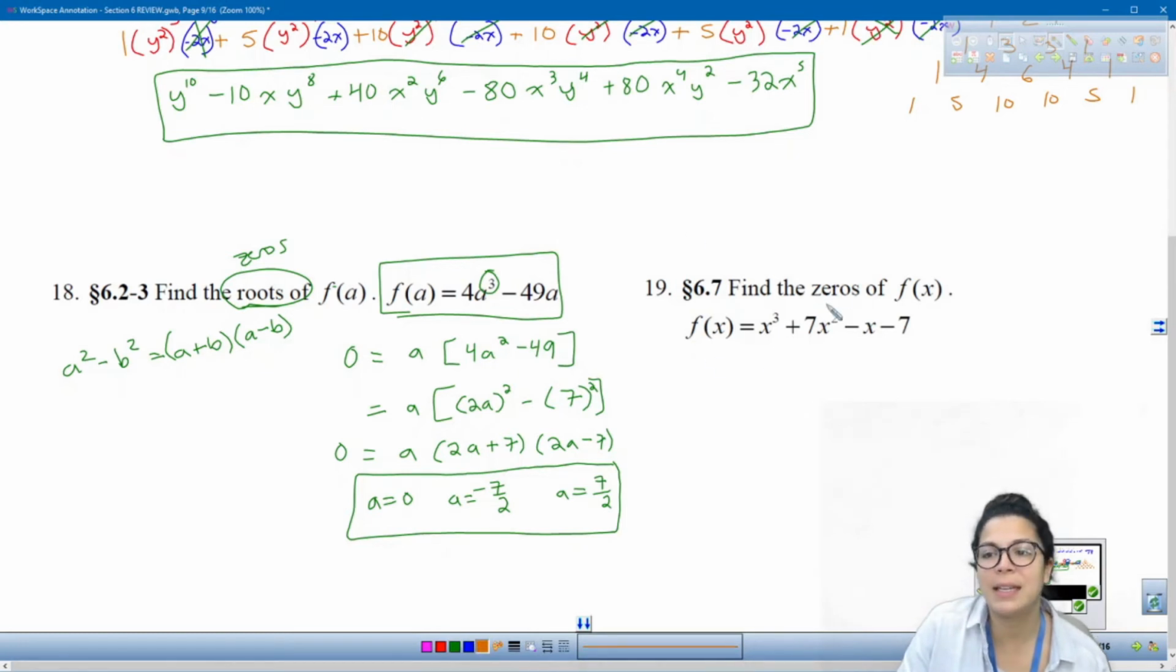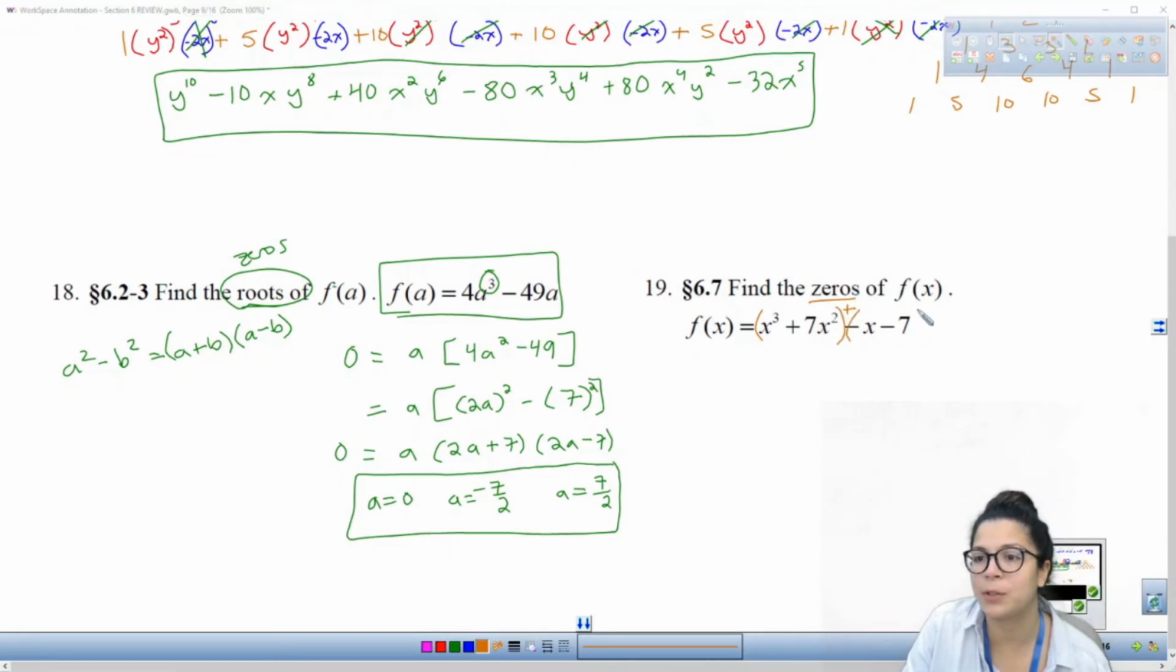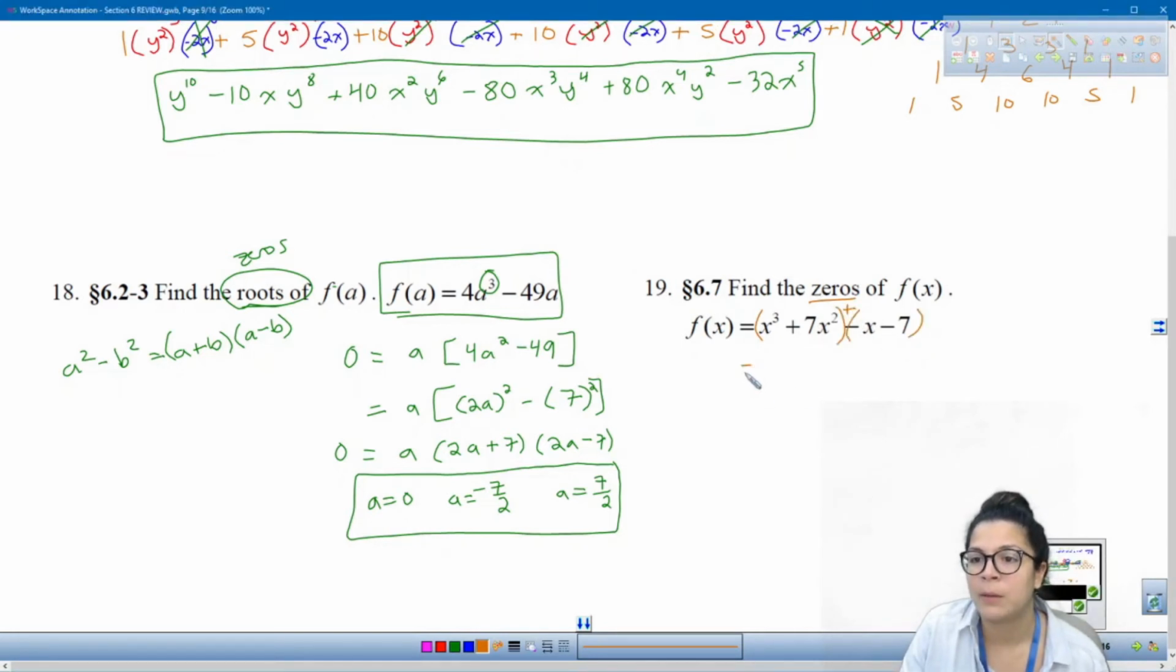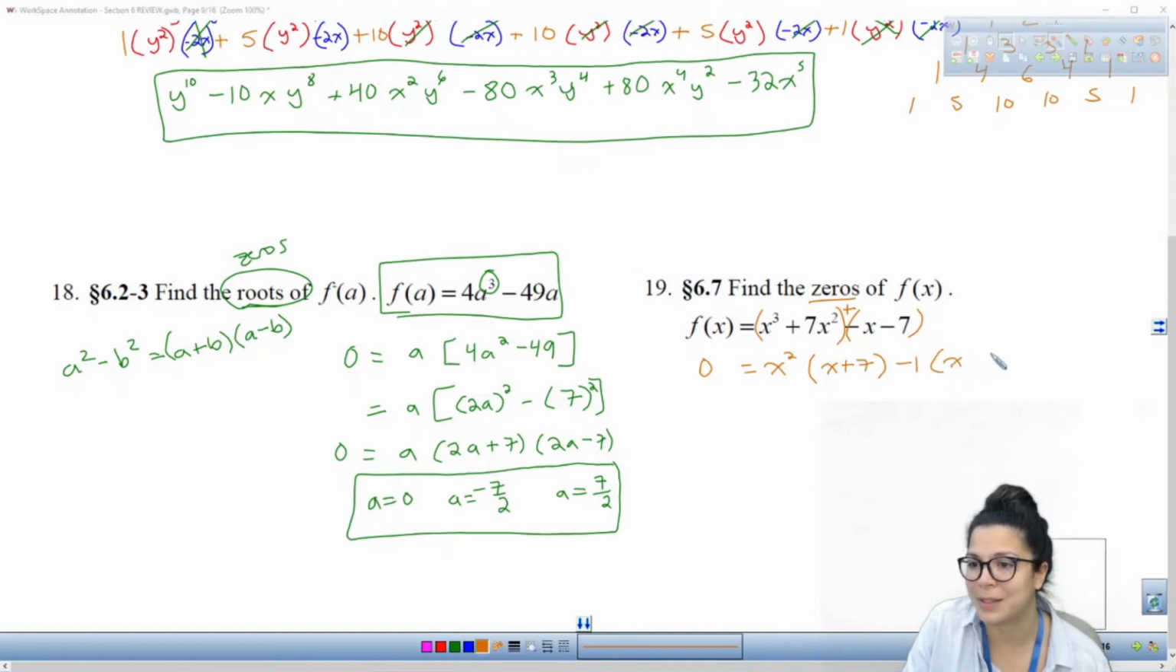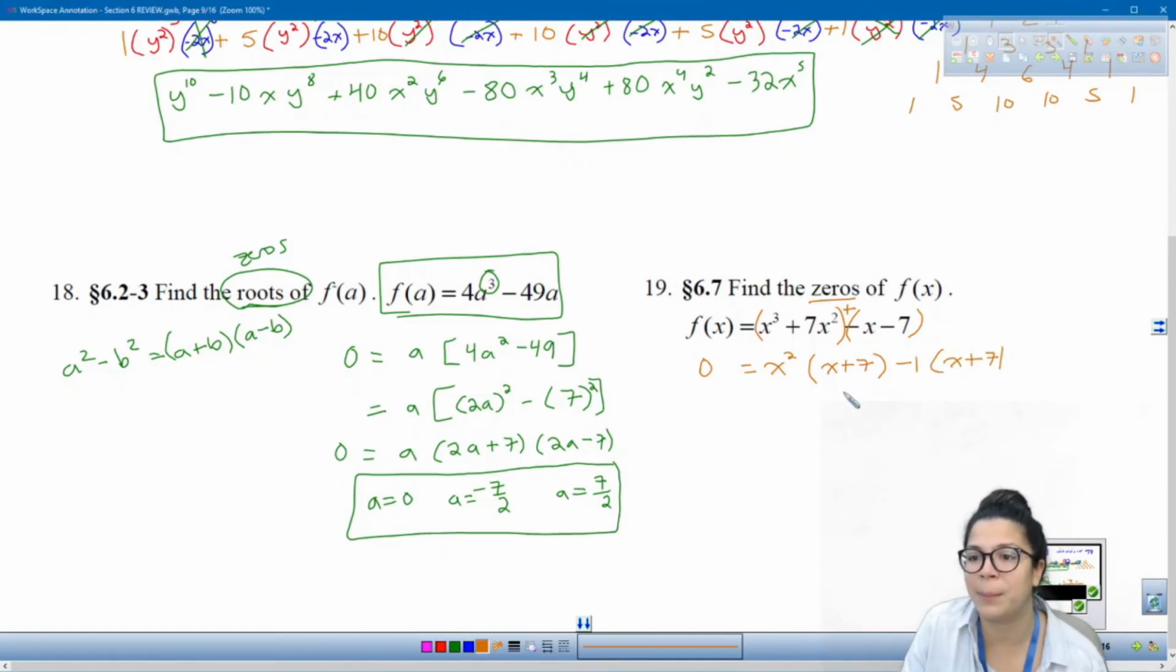Okay, 19, another question: find the zeros. Now, we have 4 terms here. I think I can group to factor. Let's go ahead and try it. Group the first 2, group the last 2. From the first 2, we could factor out x squared, which gives us x plus 7. And then on the last 2, we could factor out -1, which gives us x plus 7. So yes, great, I have x plus 7 on both, which means that I could factor it out.